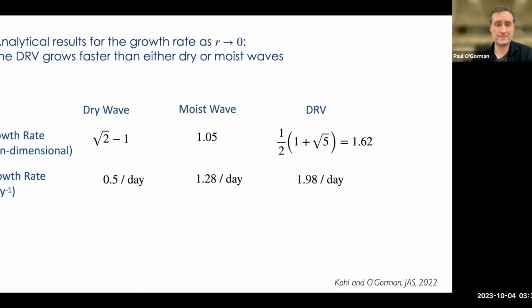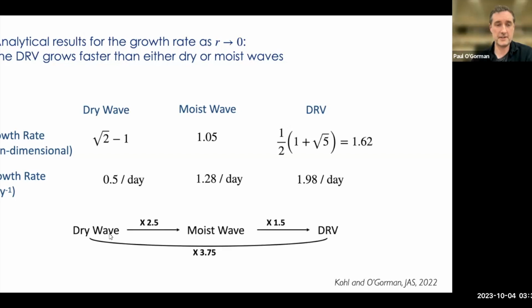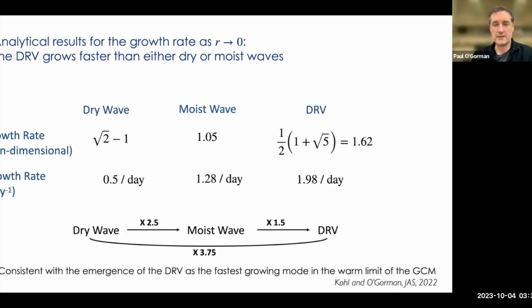So it's much faster. Basically, the way to think about it is going from a dry to a moist wave, in this very moist limit, you get 2.5 times the growth rate. And then if you go to a diabatic Rossby vortex, you get another 1.5. So the DRV relative to the dry wave is 3.75 times faster in its growth. We think this overall picture is consistent with the emergence of the DRV as the fastest growing mode in the warm limit of the GCM, because that is the baroclinic structure that grows the fastest in that limit.